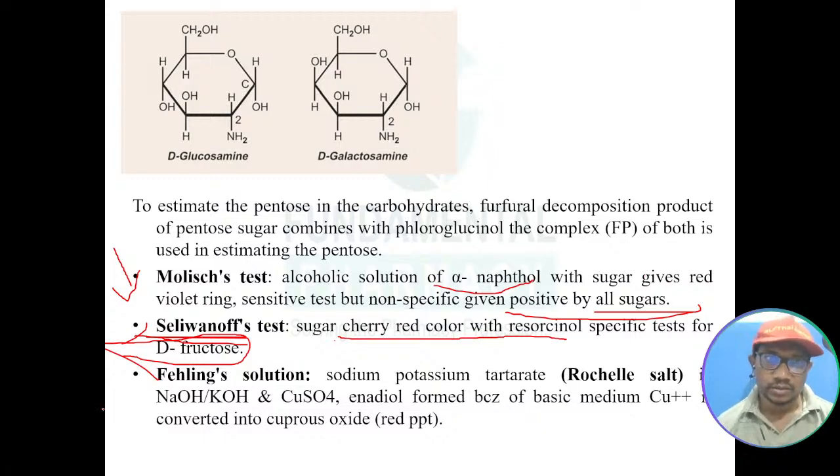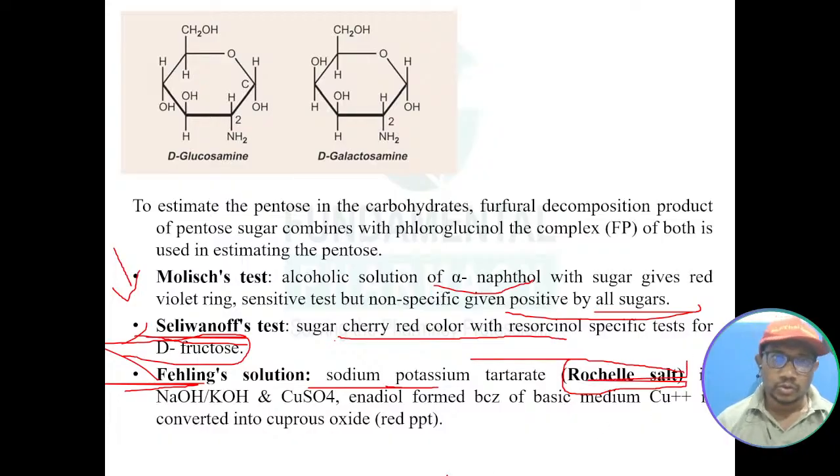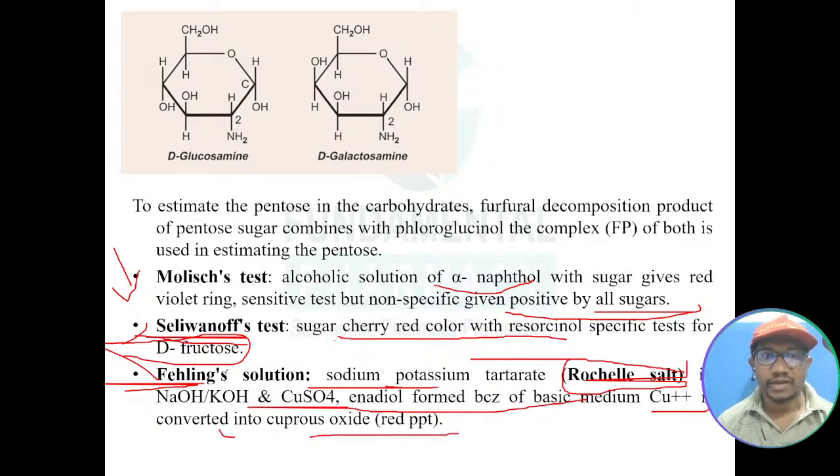Now Fehling's solution. What is Fehling's solution? Sodium potassium tartrate, it is a solution of Rochelle salt in sodium or potassium hydroxide, and copper sulfate. It will form a diol in a basic medium. Copper is converted into cuprous oxide, a red precipitate. It is Fehling's test.